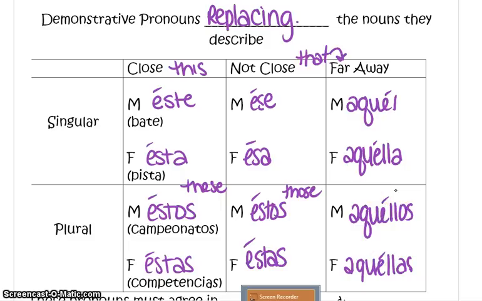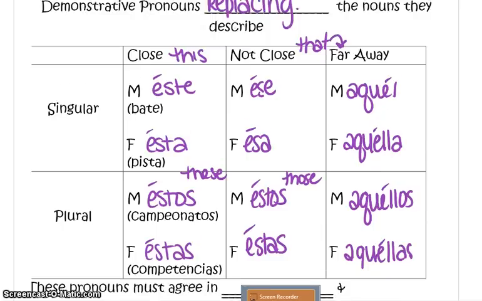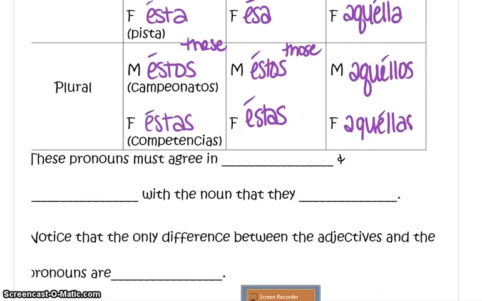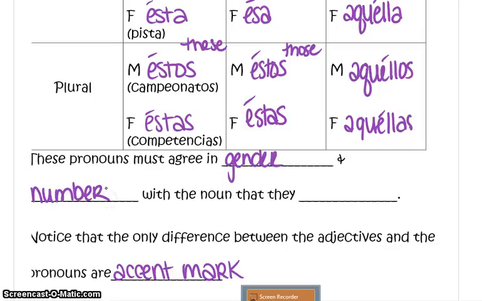So were you able to pick out the difference between the demonstrative pronouns and the demonstrative adjectives? The main difference, actually the only difference between the two, is that there is an accent mark over each of the demonstrative pronouns, and there is not an accent mark on the demonstrative adjectives. So again, these pronouns must agree in gender and in number, and they need to agree in gender and number with the noun that they are replacing.